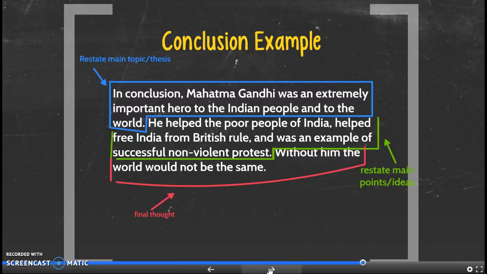Notice that in both the introduction and conclusion, there's really not a whole lot of facts or information or details. You're just previewing for your reader or your audience what kinds of information they're going to be finding out about.